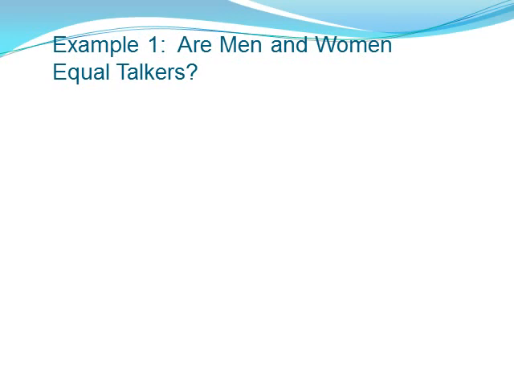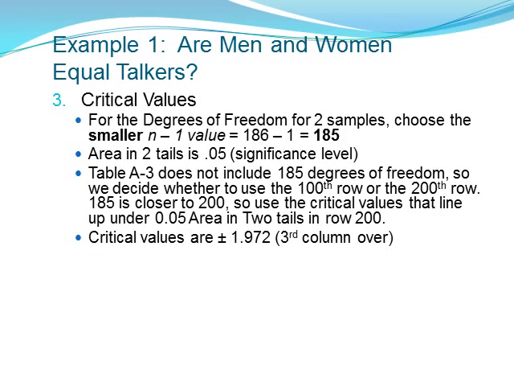The third step in a hypothesis test is to find the critical values. So we first need to look up the degrees of freedom, and for two samples, since you have two different sample sizes, you always want to go with the smaller sample size or the smaller n minus 1 value. So I'm going to use the 186 minus 1 equals 185. The area in two tails is going to be 0.05. That comes from the significance level of the test.